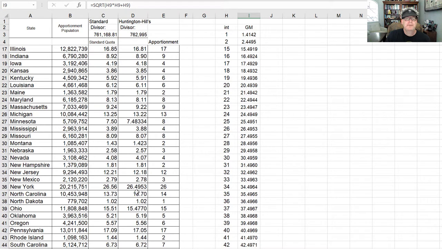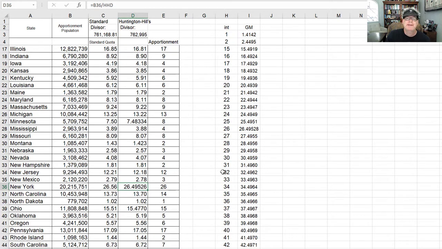New York rounded down. So it's at 26.4953. Again, I mean, that's right on the cusp. So 28. Let's see.